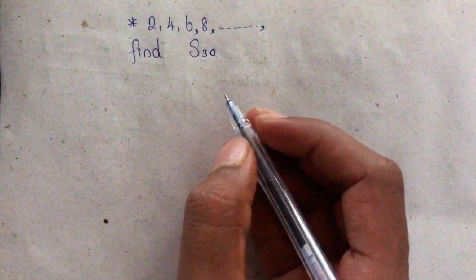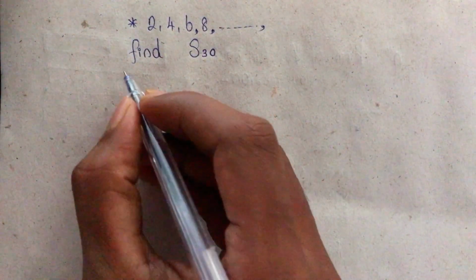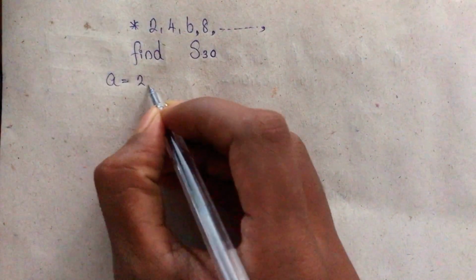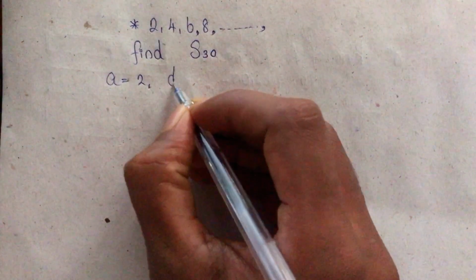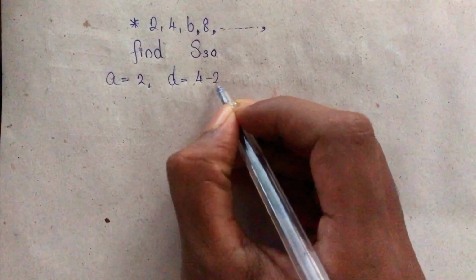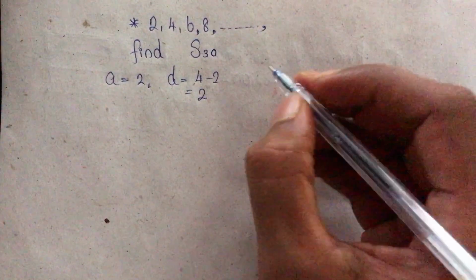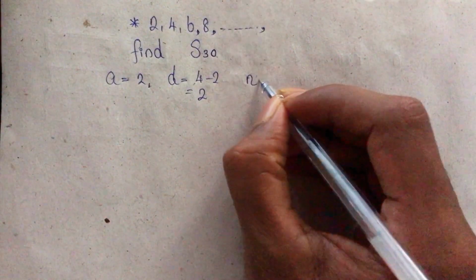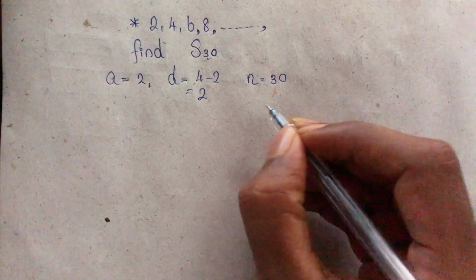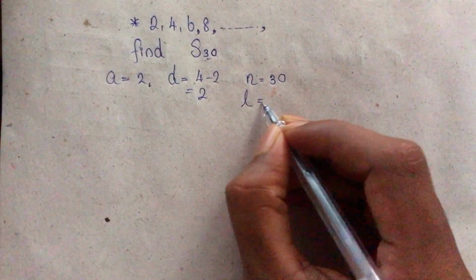First example: there is an arithmetic progression 2, 4, 6, 8. You need to find the sum of the first 30 terms. Here the first term is 2, the common difference is also 2, and n will be 30 because we are going to find S30.